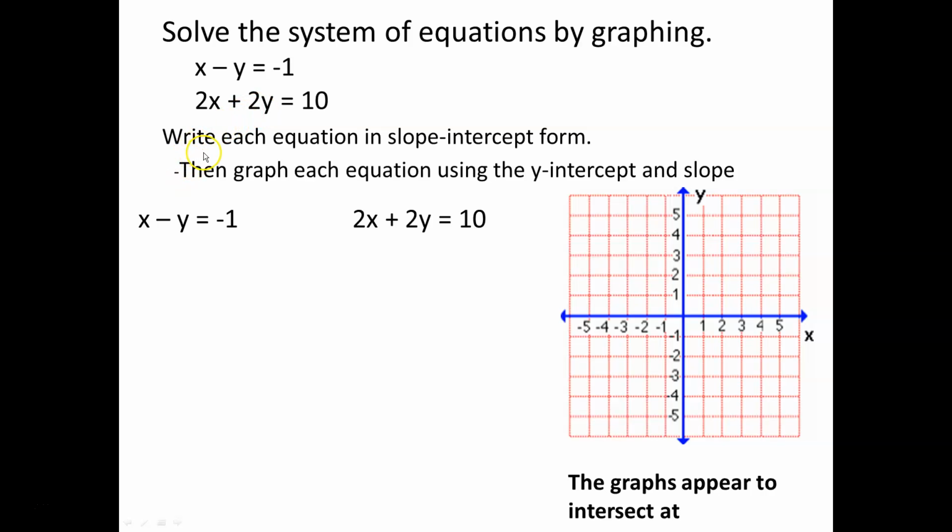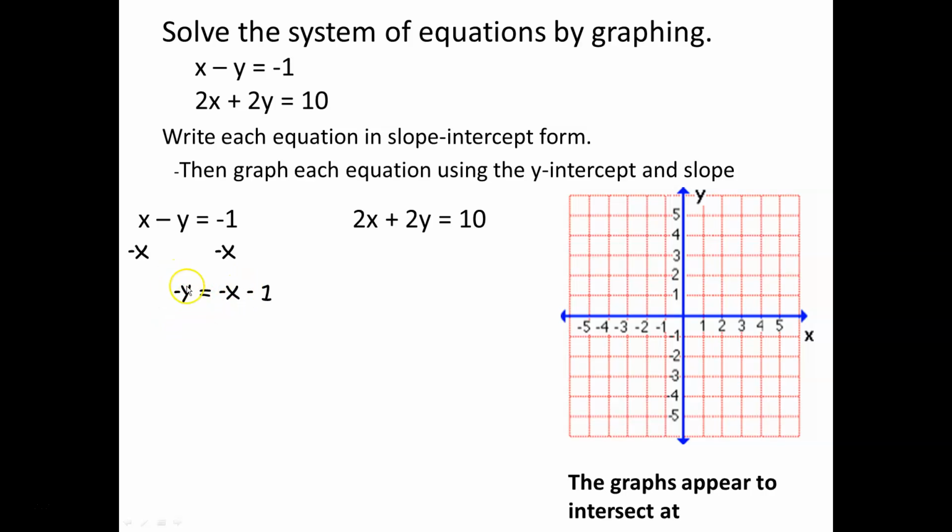Now it says here to write each equation in slope-intercept form, but if you remember how to graph using intercepts, by all means go ahead and do that. Let's turn x minus y equals -1 into slope-intercept form first. So the first thing we're going to do is get rid of the x. That's a positive x, so we're going to subtract it on both sides, which leaves us with -y equals -x minus 1. You can technically write -1 minus x, although slope-intercept form is y equals mx plus b, so we do want that x first.